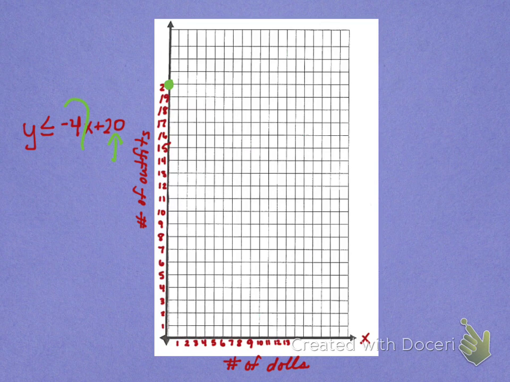And then our slope is negative 4. So that tells me to go down 4 over 1 each time. So just kind of counting that out. Down 4 and over 1. And then down 4 over 1. And I can follow that down to the x-axis.